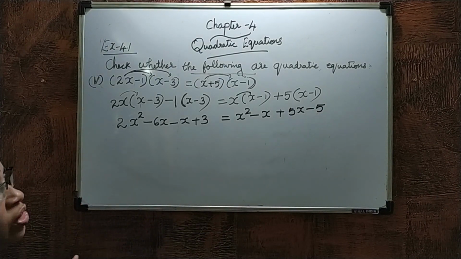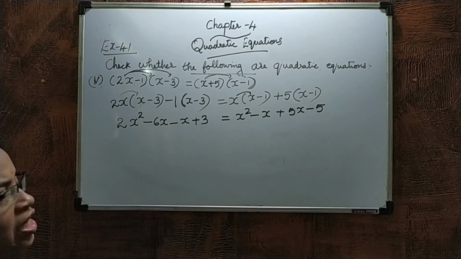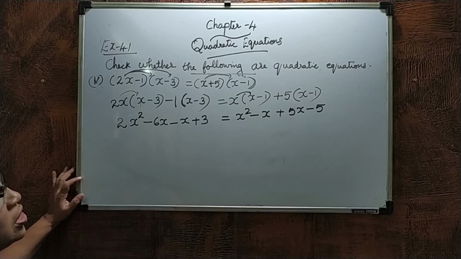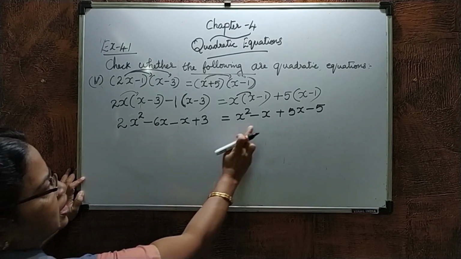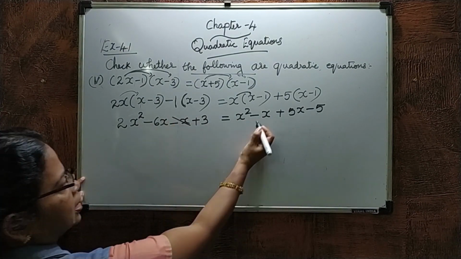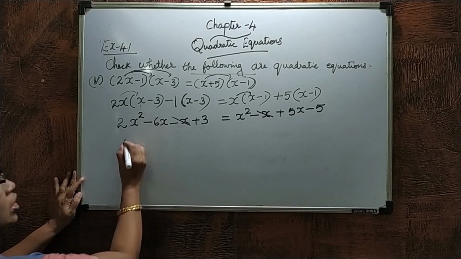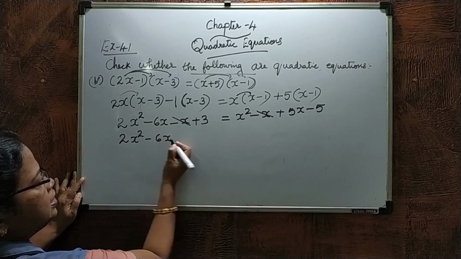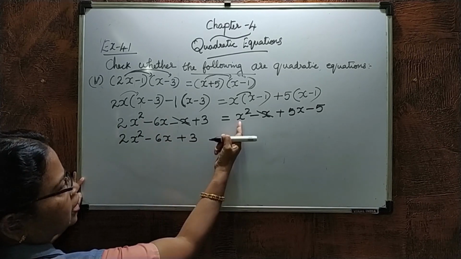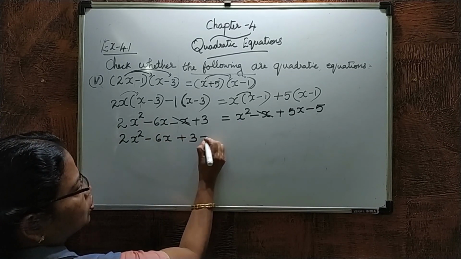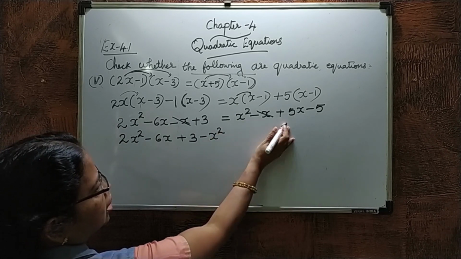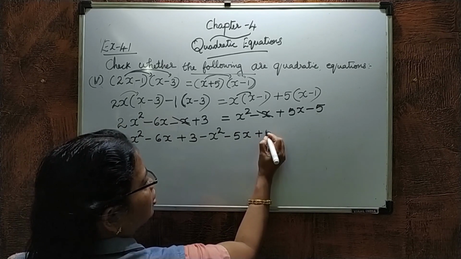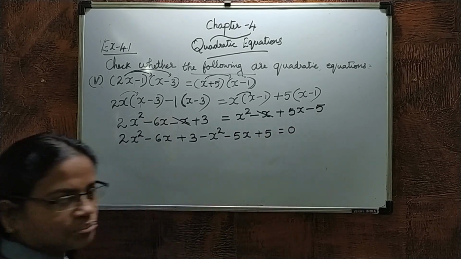Now, find out any terms with the same exponent, same variable, same number, means same constant. Here minus x is there, minus x is there. Just cancel. Balance 2x square minus 6x plus 3. Then taking this x square to this side, it will be minus x square. Then minus 5x plus 5 equal to 0.